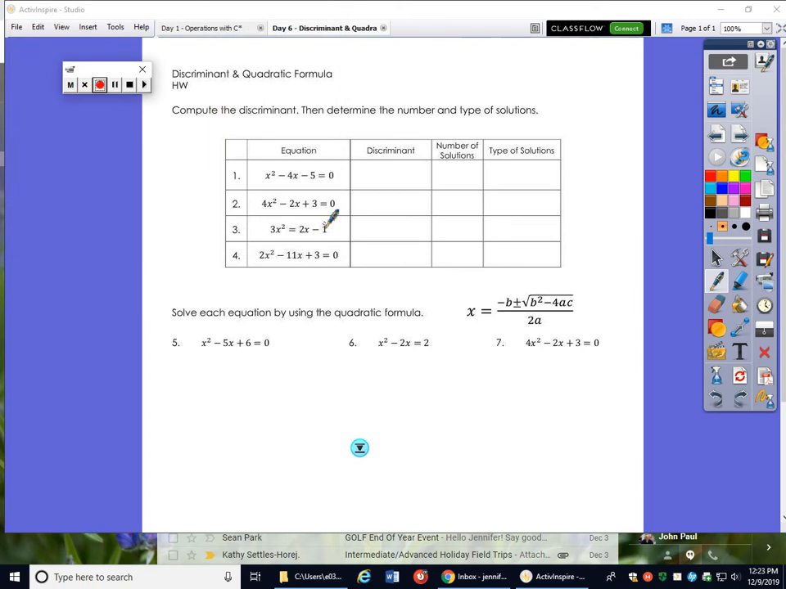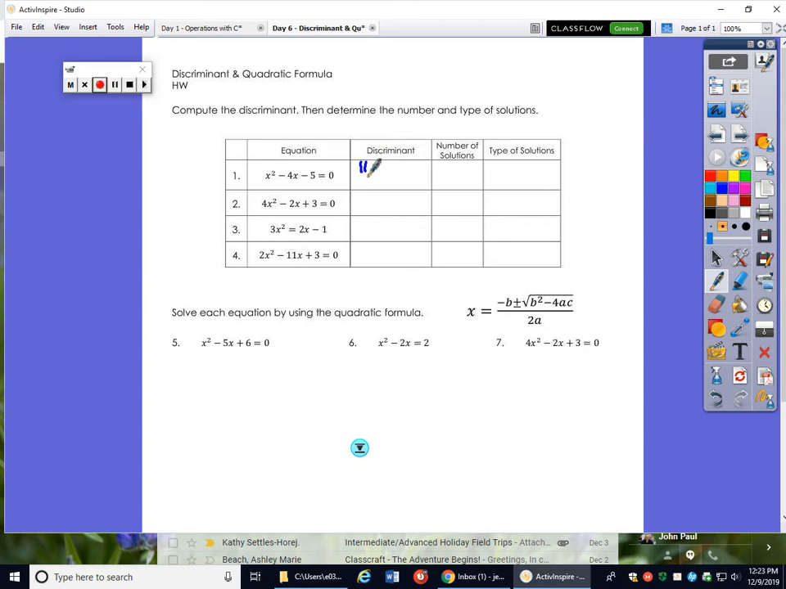Okay, so today we talked about the discriminant, which is the b squared minus 4ac underneath the radical, and then we learned how to use the quadratic formula to solve a quadratic. So in numbers 1, 2, 3, and 4, you're finding the discriminant and figuring out what type of solutions it is. So the discriminant for number 1 is going to be 16 minus 4 times 1 times negative 5.